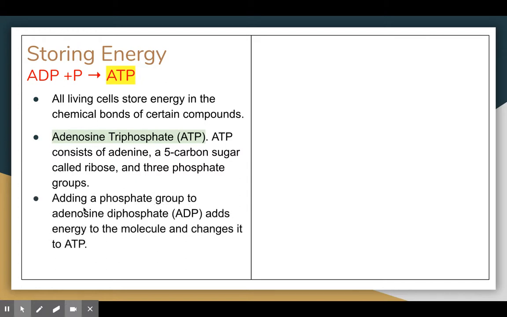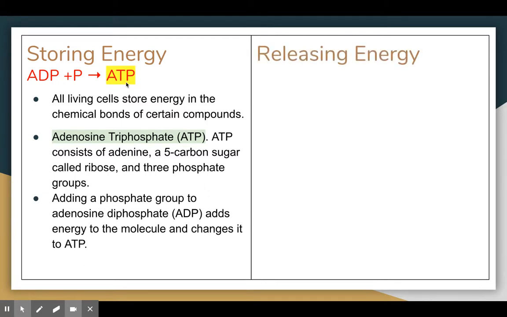Adding a phosphate group to adenosine diphosphate, which is right over here, adds energy to the molecule and it changes it into ATP. So when energy, along with the phosphate group, gets added to ADP, we create what's called ATP, which has lots of energy stored in it. So I want you to notice how we created a bond between these two things and energy got stored. And now we have a molecule that has a lot of energy. So that's why I highlighted it in yellow. ATP is full of energy.